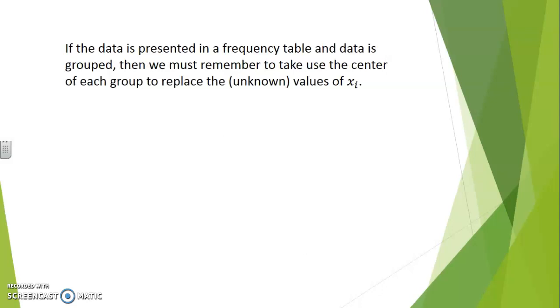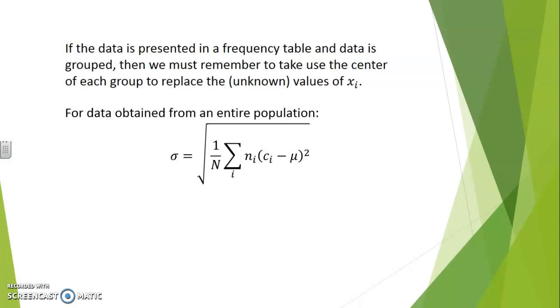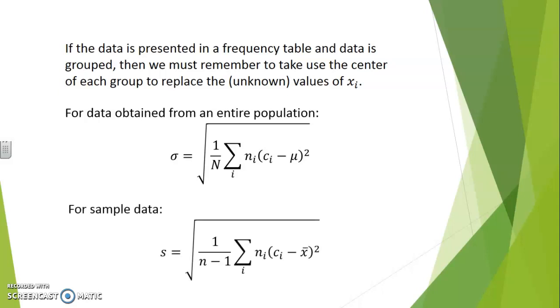If the data is presented in a frequency table and data is grouped, then we also have to remember to use the center of each group to replace the unknown values of x. So the formula is exactly the same as we saw in the previous slide, but with CI, the center of groups, representing or replacing the xi. And same goes for standard deviation from a sample.